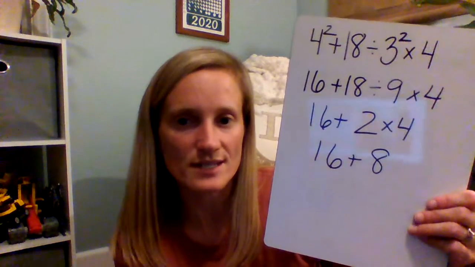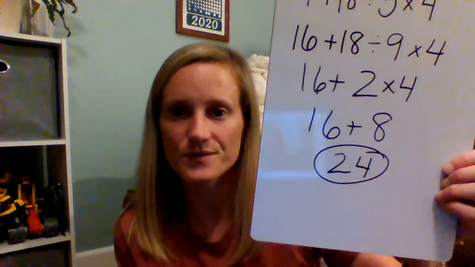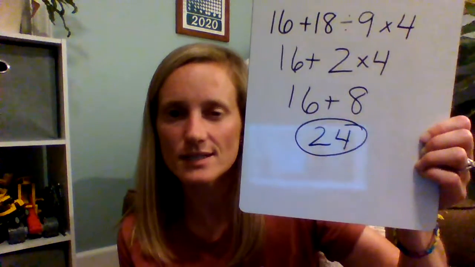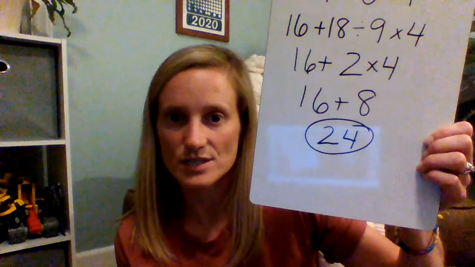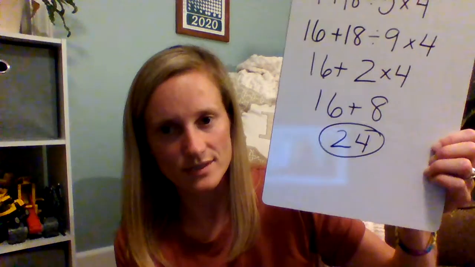Now I can finally do that addition. 16 plus 8 is 24. So my answer on this one is 24. So that's what I would type in the box, and that's the right answer. So my box would change colors. I would know I got it right, and I can move on to the next problem.